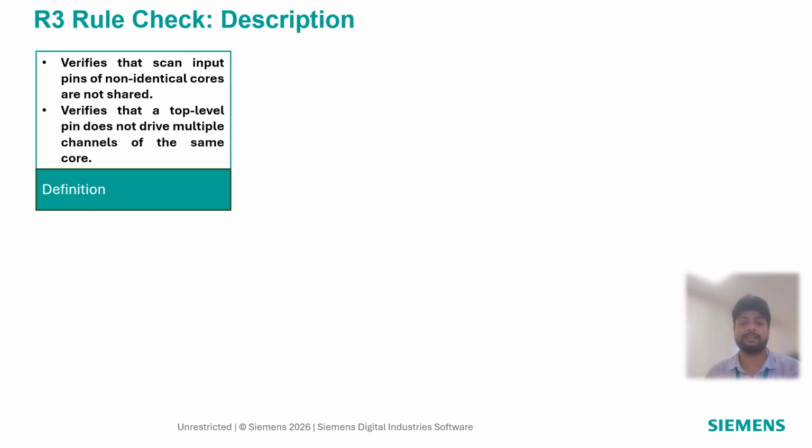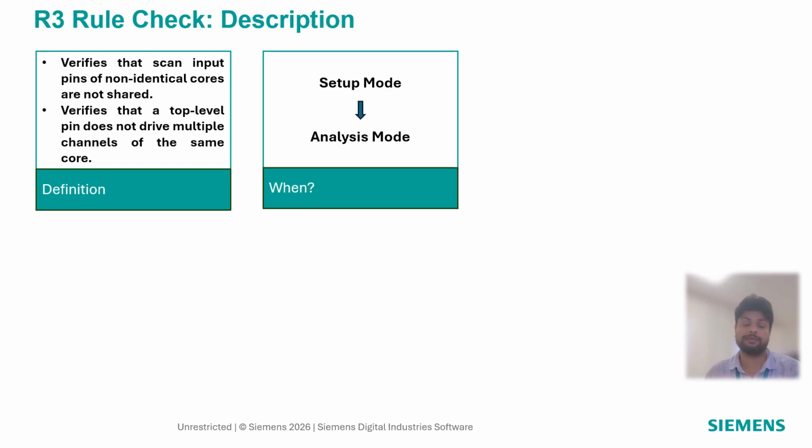Let's understand what is R3 DRC. R3 DRC ensures that scan input pins are shared only when broadcasting to identical core instances. It also checks that a top-level pin does not drive multiple channels of the same core, preventing illegal or ambiguous scan connectivity. When is R3 reported?